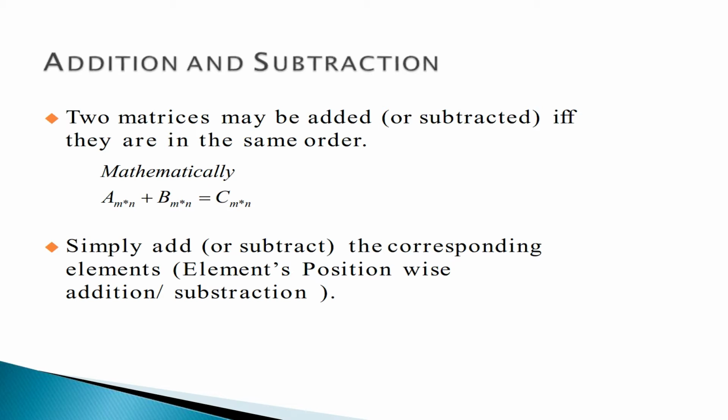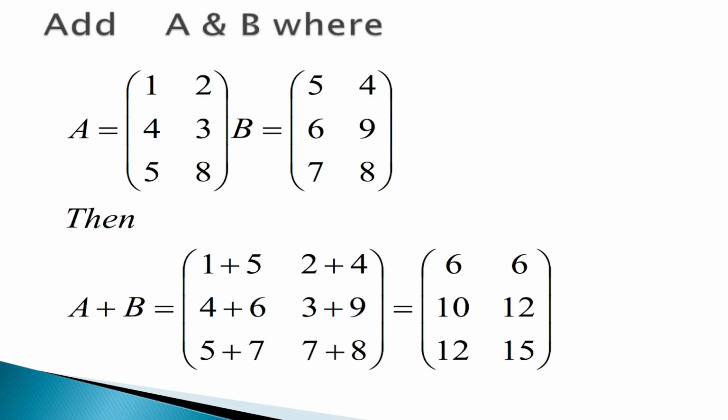Here is an example. Suppose A is a 3 cross 2 matrix and B is a 3 cross 2 matrix. We add or subtract. Since both are 3 cross 2 matrices, the addition can be performed. That means addition is possible, and A plus B is the sum of the corresponding elements: 1 plus 5, 2 plus 4, 4 plus 6, 3 plus 9, 5 plus 7, 7 plus 8, which becomes 6, 6, 10, 12, 12 and 15.